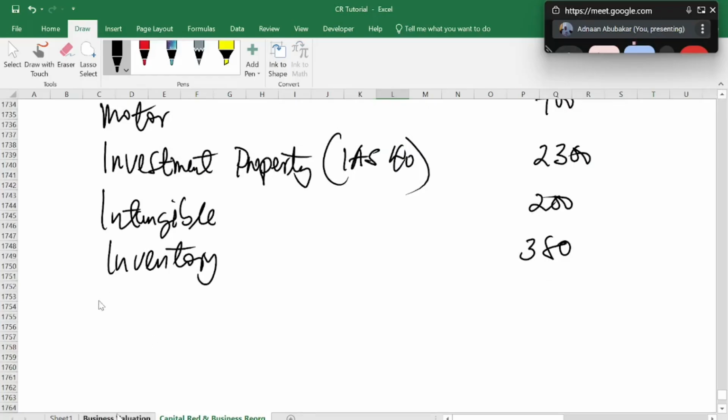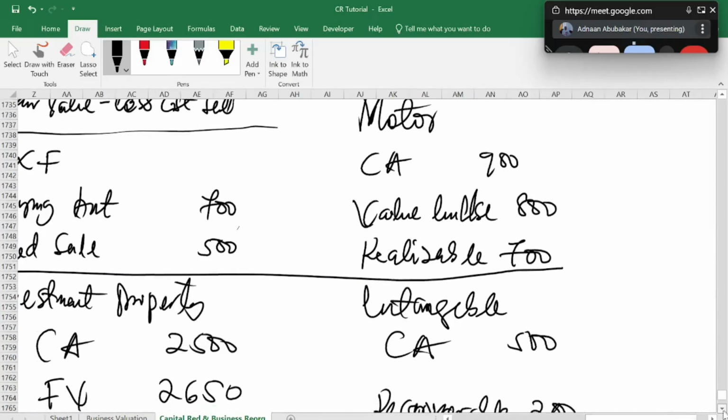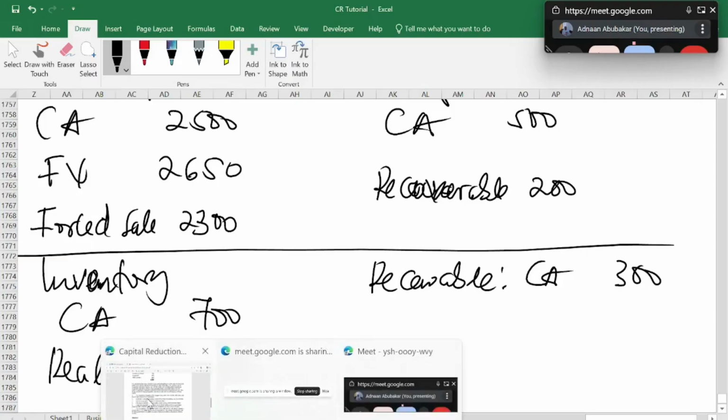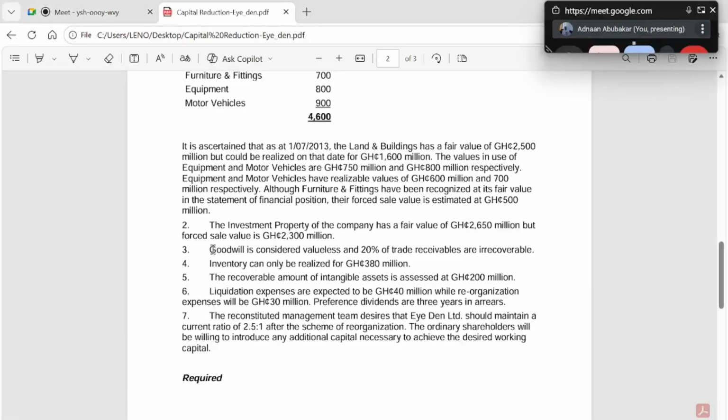Trade receivable. So let us analyze receivables. What are they saying? We have the book value. The book value is 300. What did they say again? Then we were told, under item number 3, check. Yes, goodwill is considered valueless. I told you already. And 20% of trade receivables are irrecoverable.